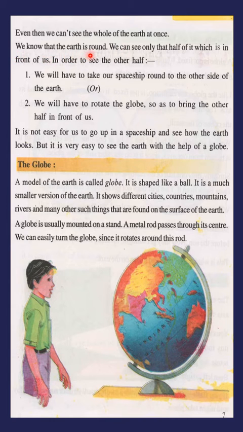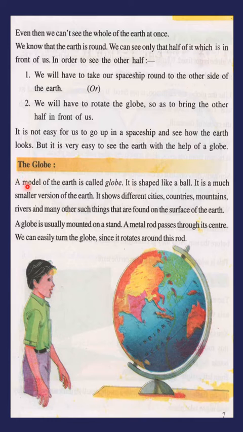We know that the Earth is round. We can see only that half of it which is in front of us. In order to see the other half, we will have to take our spaceship round to the other side of the Earth, or we will have to rotate the globe so as to bring the other half in front of us. It is not easy for us to go up in a spaceship and see how the Earth looks, but it is very easy to see the Earth with the help of a globe.